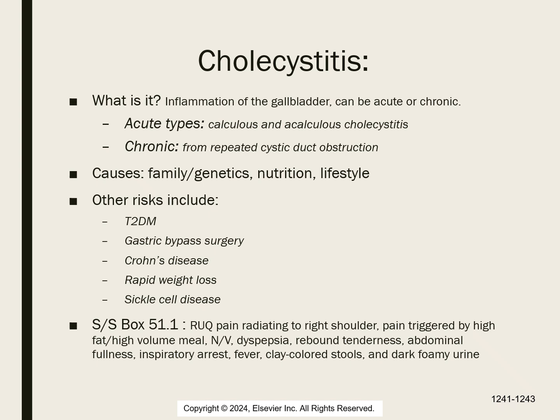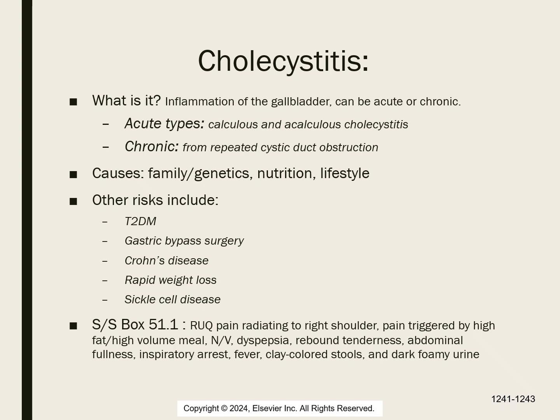The 4 F's are going to be those who are most at risk for acute cholecystitis and gallstones, and the 4 F's are female, 40, fat, and fertile. So larger ladies who are over 40 and haven't hit menopause, they are going to be at higher risk for acute cholecystitis.